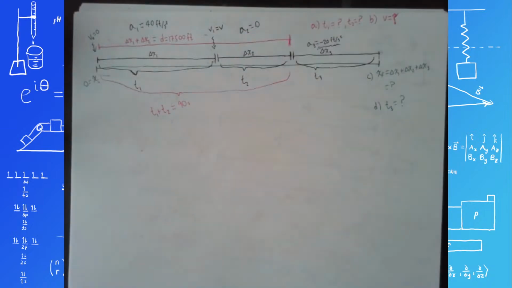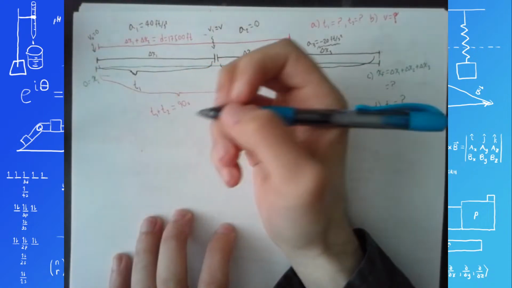So I know the times are related, and I know the displacements are related, so actually not too different from how I approached the previous problem. If there's a relationship between the displacements and a relationship between the times, then if I rewrite one of them in terms of the other, that's going to be two equations and two unknowns that I can solve. So let's see what we can do there.